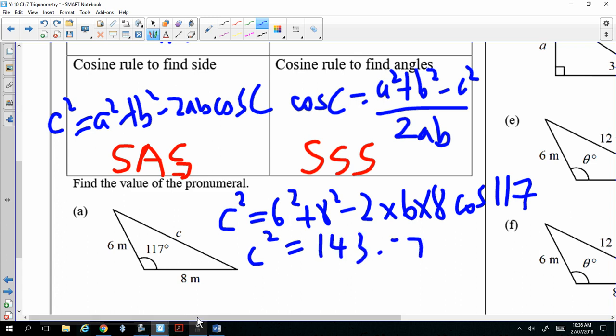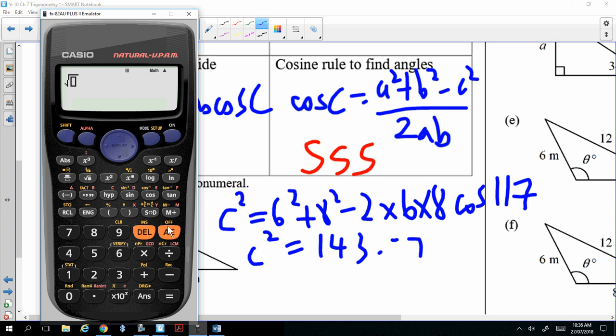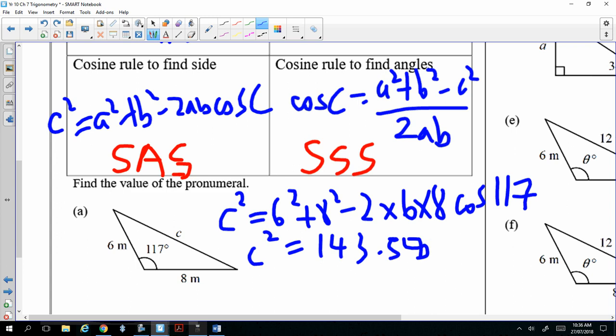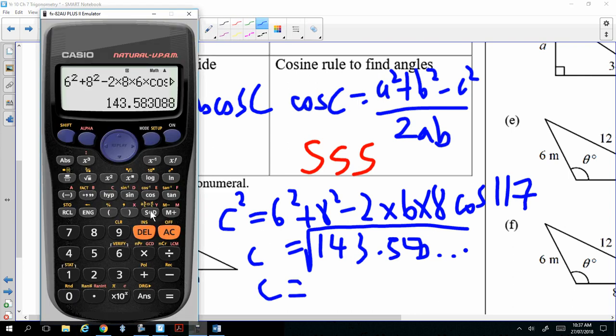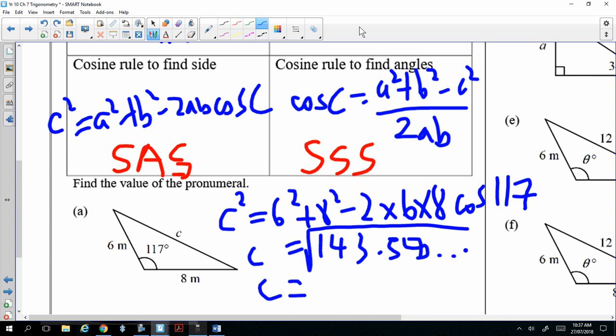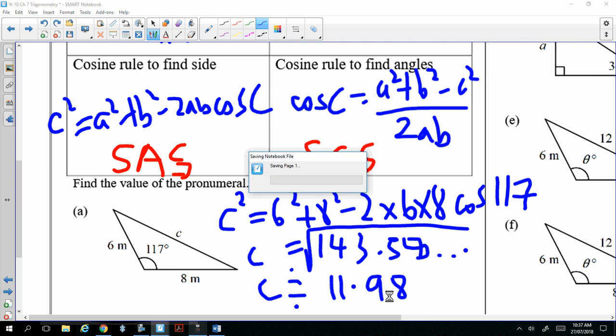So you write c squared equals 143 point something. What was it? 143.58. And you square root it to find c. So c equals about, square root answer, you get 11.98. Alright, cosine rule.